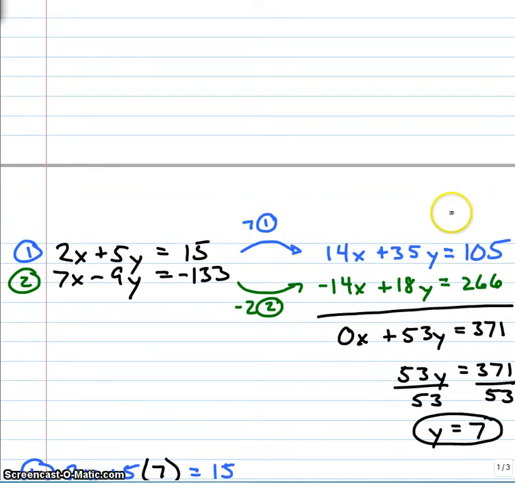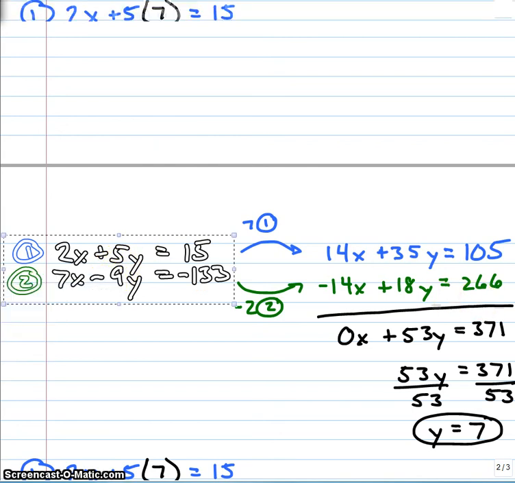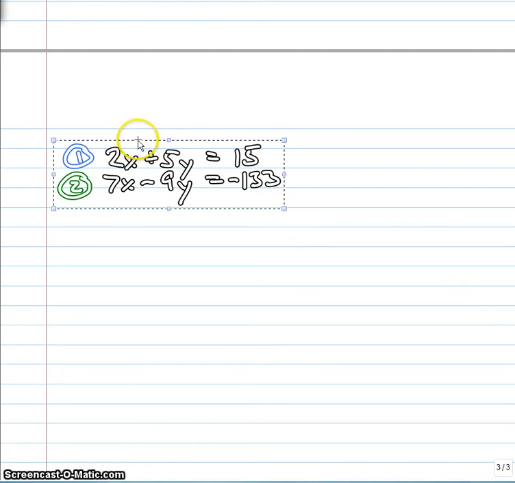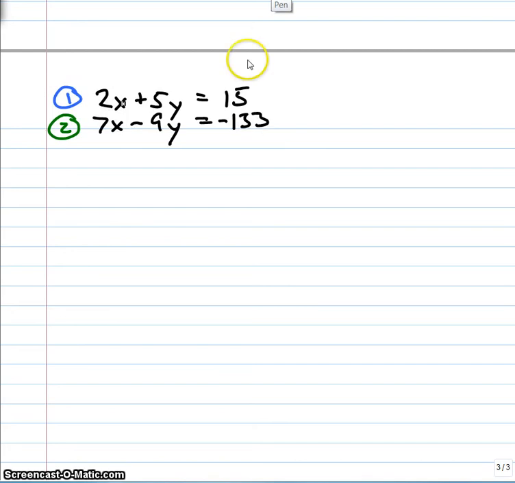So again, let me just copy these. I'm still going to keep that one equation 1, that one equation 2. And let's paste this guy in here. Okay, so again we have 2x plus 5y equals 15 as our first equation, and then we have 7x minus 9y is equal to negative 133 as our second equation.